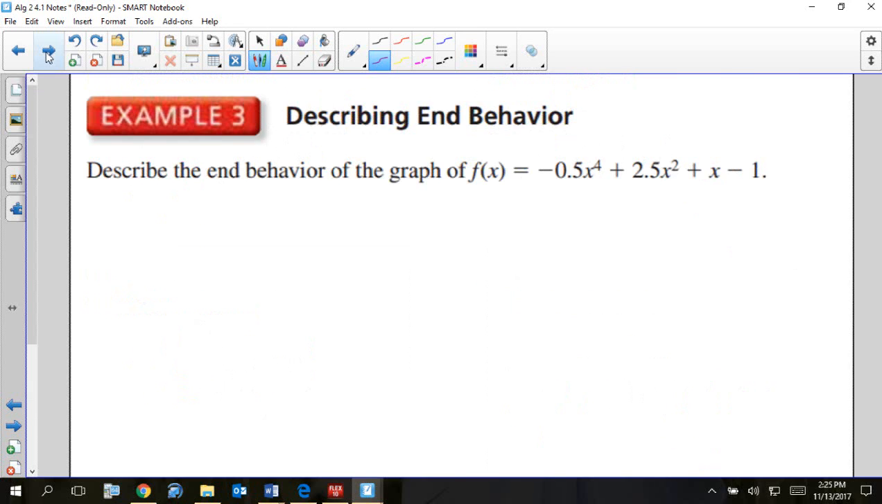Example 3, describe the end behavior of the graph. F of x equals negative 0.5x to the fourth plus 2.5x squared plus x minus 1. First thing is it in the correct order? Okay, because if it's not, you're going to get it wrong. Then the next thing we have to do is determine the degree and the leading coefficient. What's the degree? What is the highest amount of x's in that first term? 4. So my degree is 4. Is that even or odd? Even. Next thing we need to do is determine the leading coefficient.